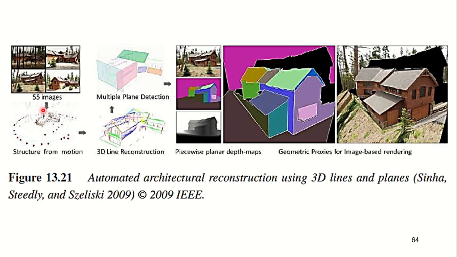So from the images, you create the structure from motion, then it is converted to line segments, like 3D line reconstruction, and from the lines the planes are inserted, which forms the multiple plane detection, and then the additional details are added to form the full textured 3D model of the image.